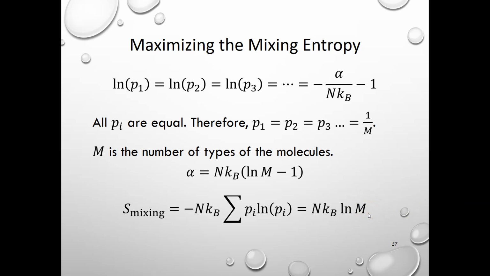So if we mix 1 trillion different types of molecules versus 1 million different types of molecules, well, the mixing entropy of 1 trillion different types is only 2 times the mixing entropy of 1 million different types of molecules.